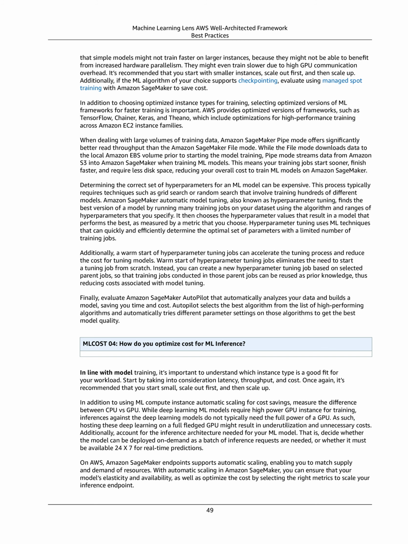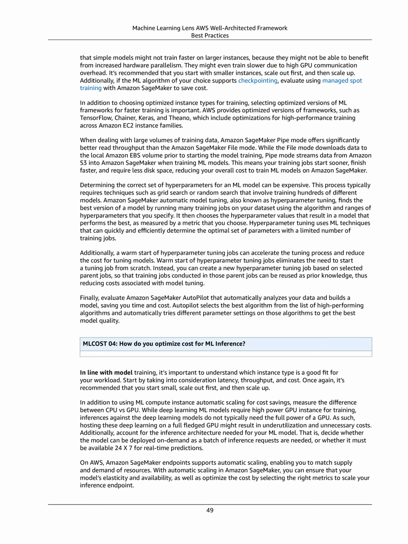While deep learning ML models require high-powered GPU instances for training, inferences against the deep learning models do not typically need the full power of a GPU. As such, hosting these deep learning models on a full-fledged GPU might result in underutilization and unnecessary costs. Additionally, account for the inference architecture needed for your ML model. That is, decide whether the model can be deployed on demand as a batch of inference requests are needed, or whether it must be available 24/7 for real-time predictions.